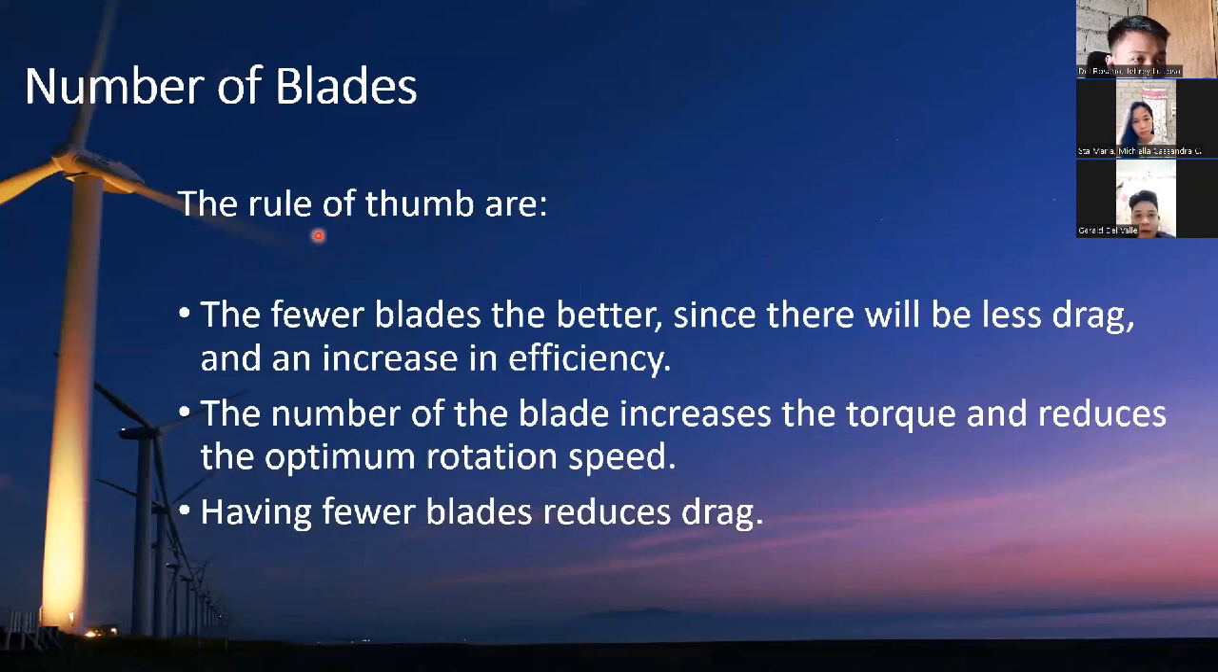The rule of thumb is that fewer blades are better since there will be less drag and an increase in efficiency. The number of blades increases the torque and reduces the optimum rotation speed. Having fewer blades reduces drag.